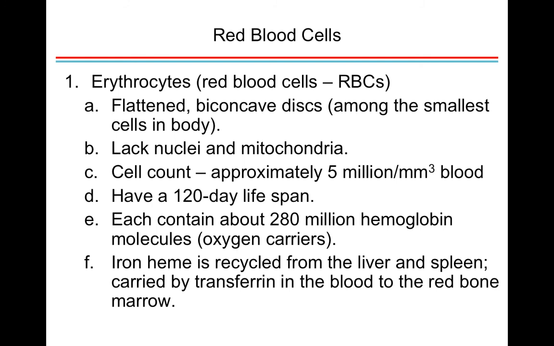Red blood cells, as you know, are called erythrocytes. They are flattened biconcave discs, among the smallest cells in the body. They critically lack nuclei and mitochondria. We have so many of them: 5 million per cubic millimeter of blood. They live for only about 120 days. And listen to this: each red blood cell contains about 280 million hemoglobin molecules. That's right, 280 million hemoglobin molecules in one red blood cell. This gives red blood cells an amazing ability to carry oxygen.